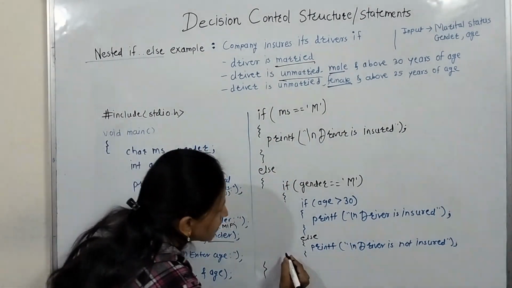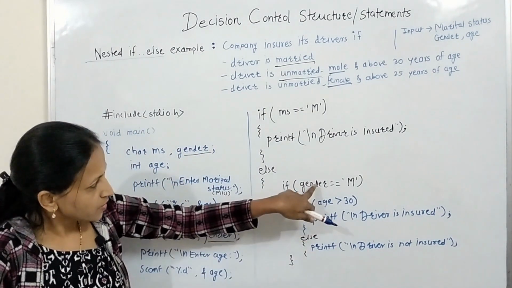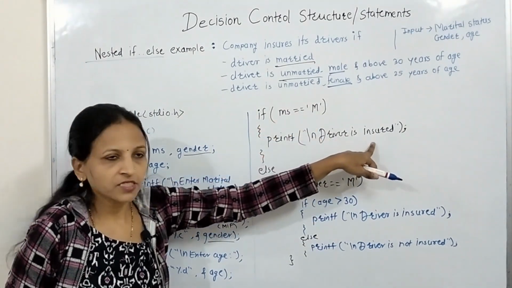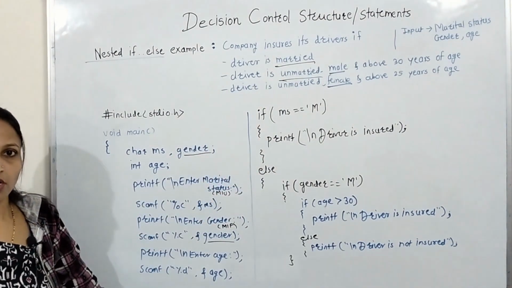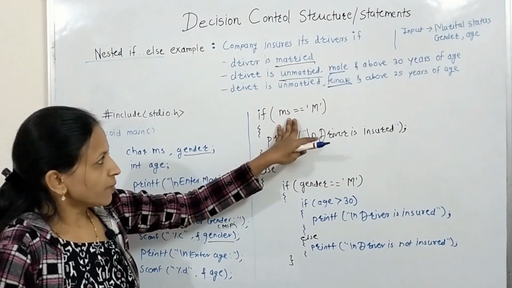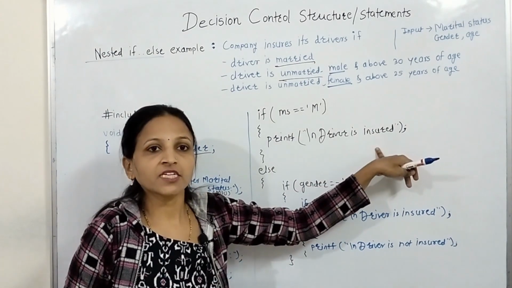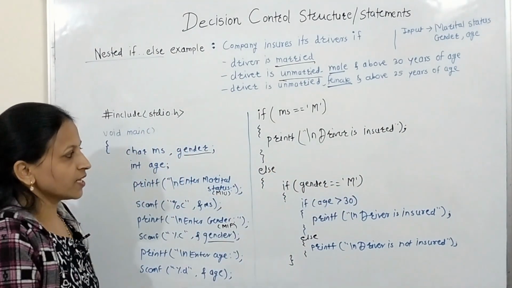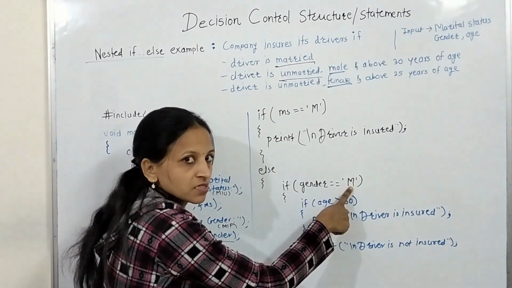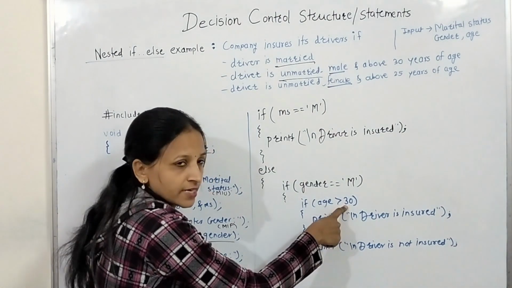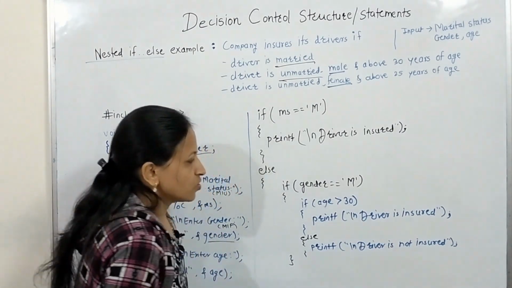Now next, close this if. Now see here, if the driver is male and insured, this part will get executed and the control will come directly after this else block. Whatever statement, if MS means the driver is married, then automatically this statement will get executed and control will be directly here after the else block. If the driver is unmarried, control will be here. Then we have checked whether he is male and age is greater than 30, then again we can say that the driver is insured. Otherwise we can say that the driver is not insured in this case.